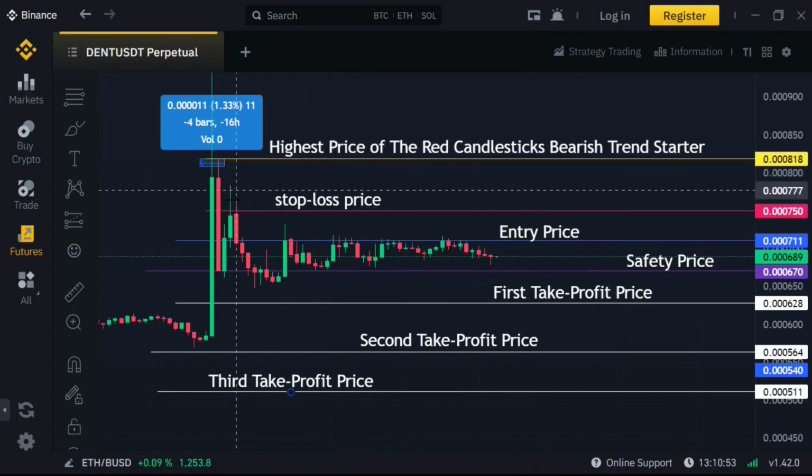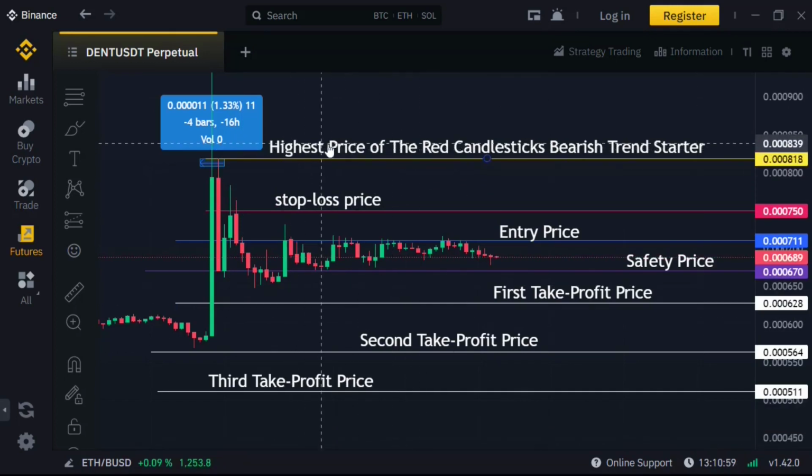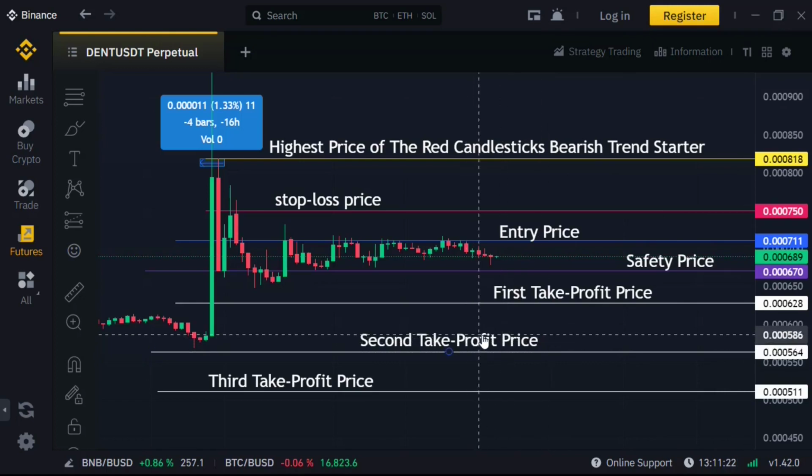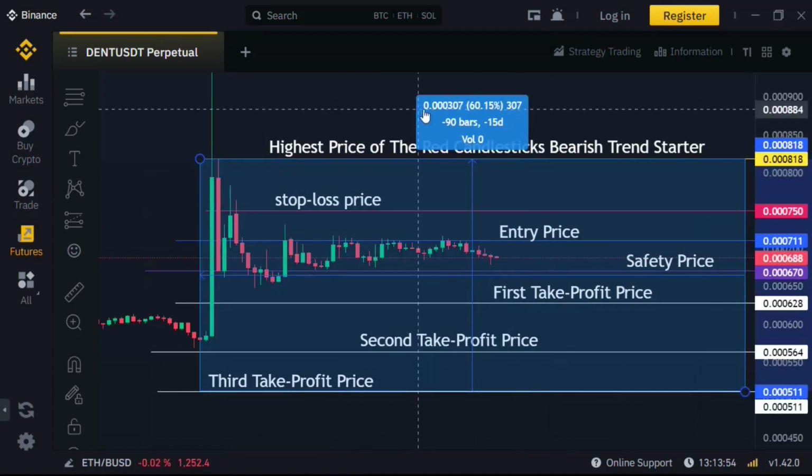And your first take profit price is at the 30% of the most current bearish trend section, which is 0.000628 cent. And your second take profit price, it's at the 45% of the most current bearish trend section, which is 0.000564 cent. And your third take profit price, it's at the 60% of the most current bearish trend section, which is 0.000511 cent.